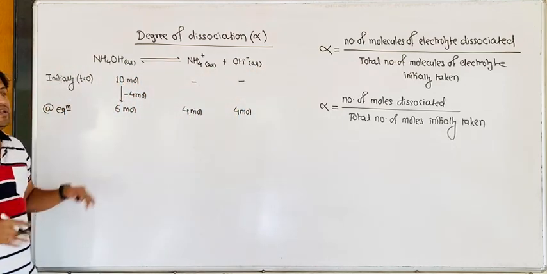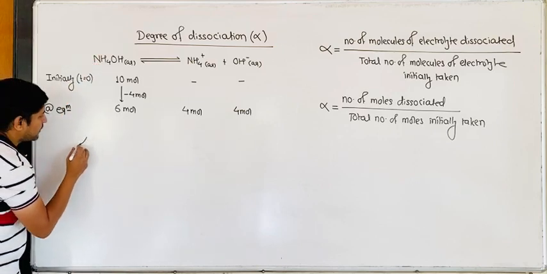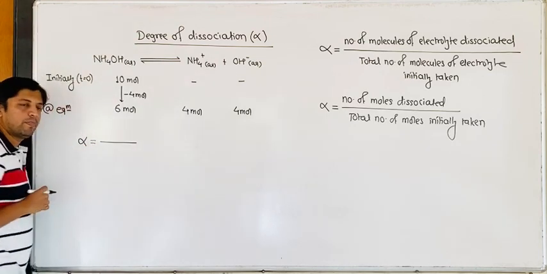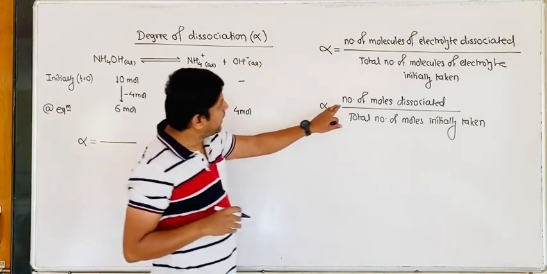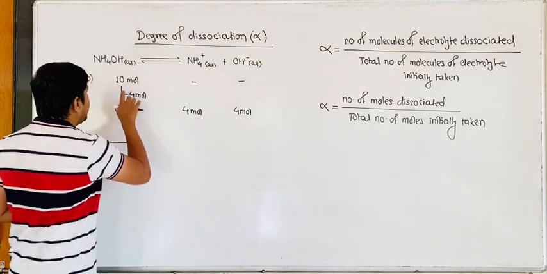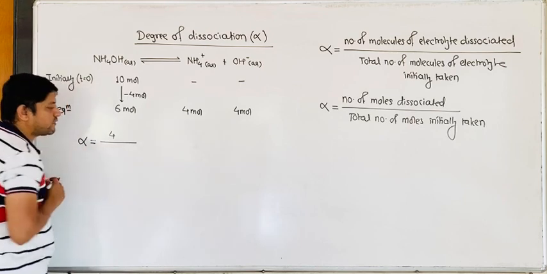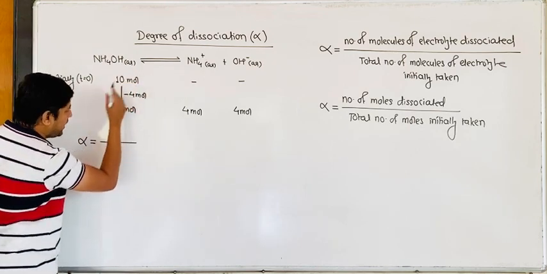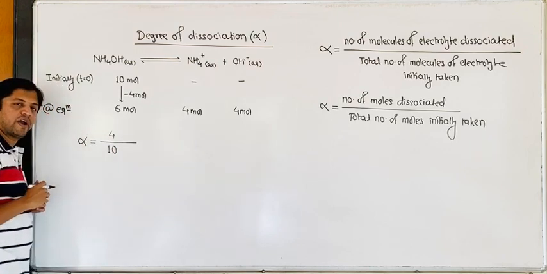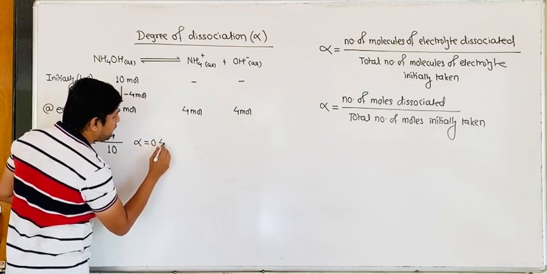Now in order to calculate the degree of dissociation of NH4OH, alpha is equal to the ratio of number of moles of NH4OH dissociated in a given time to the initial moles. In given time, number of moles of NH4OH dissociated is 4 moles, and initially we have taken 10 moles of NH4OH. So out of these 10 moles, only 4 moles are dissociated. That means alpha is equal to 0.4.